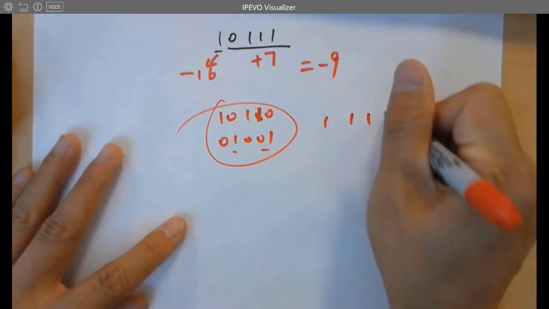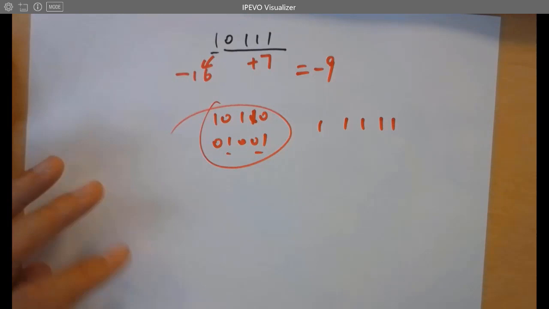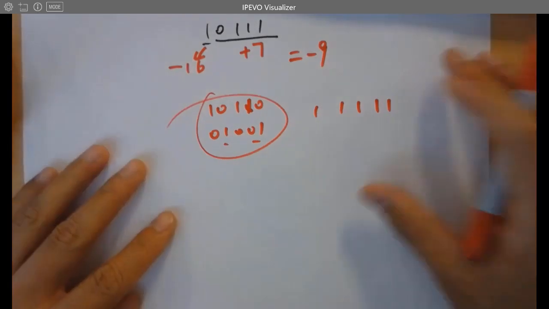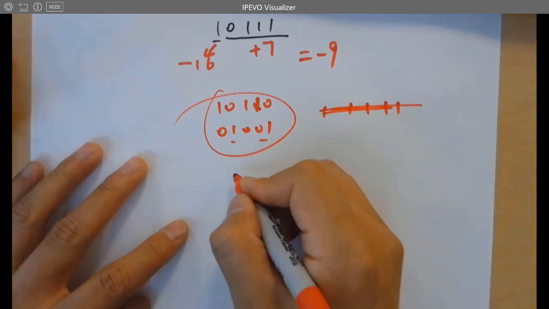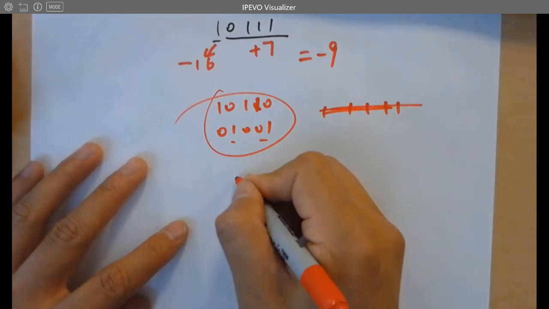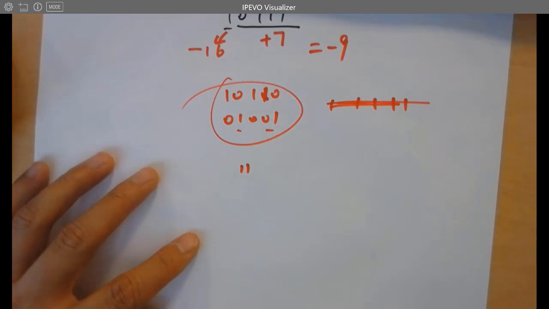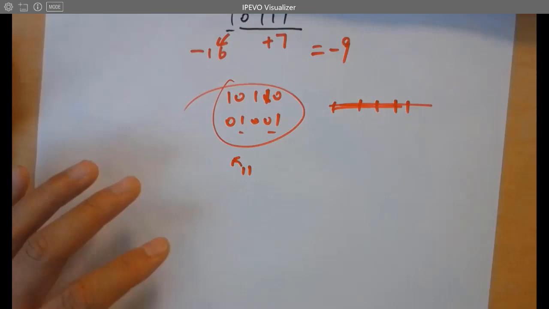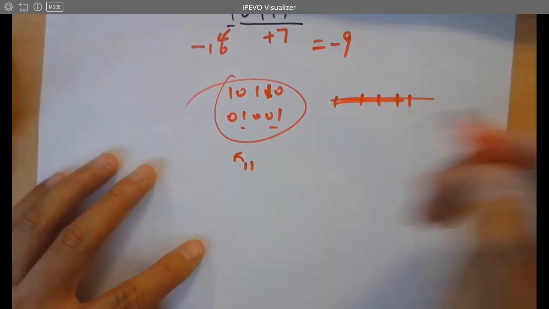1, 1, 1, 1, 1. What is that? It's minus 1. No, let's not start from there. Let's start from here. What is this? What is this number? It used to be 2, right? It used to be 2, but in 2's complement, it's not 2. What is that? Minus 2.